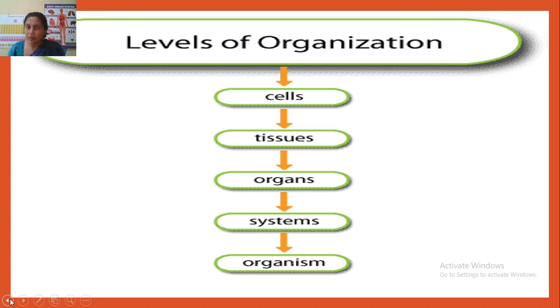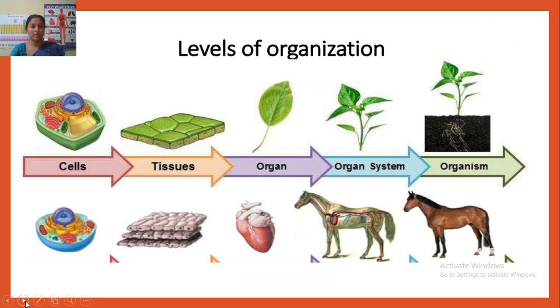If we take the digestive system, it consists of different types of organs. It is a collection of the stomach, the liver, likewise. So finally, an organism is made out of all of these systems. Here you can see how the cells get together and form tissues, then tissues form organs, organs get together and form systems, and finally an organism is made.